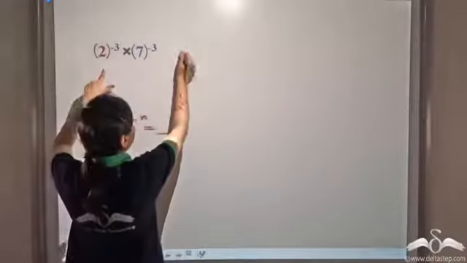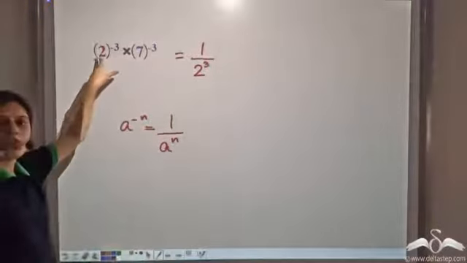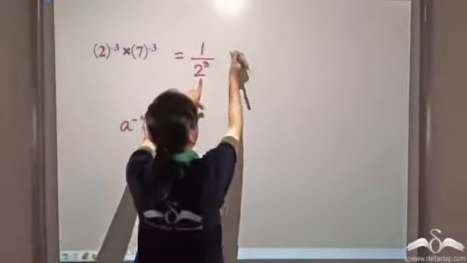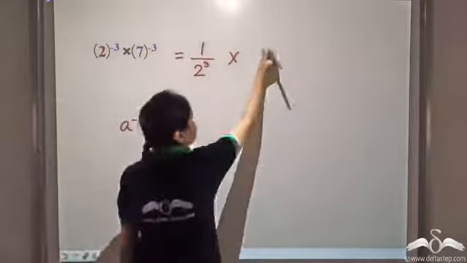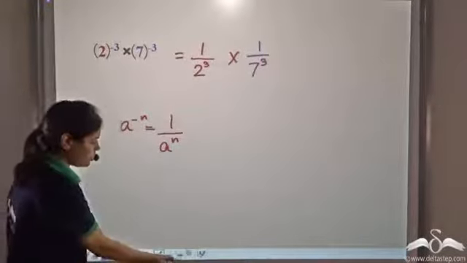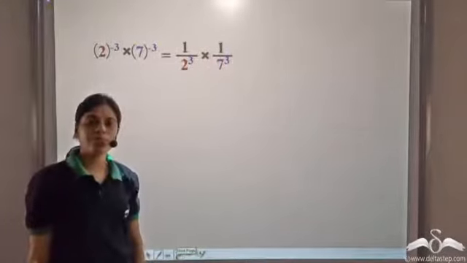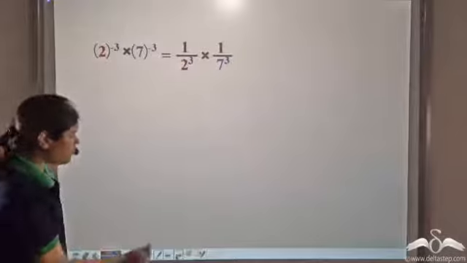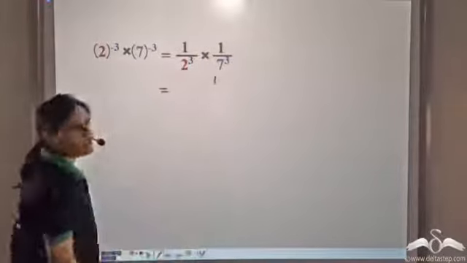So we write it as 1 divided by 2 to the power 3. Since we had 2 to the power negative 3, it can be written as 1 by 2 to the power 3 into 7 to the power negative 3 can be written as 1 divided by 7 to the power 3. So this is what we have: 1 by 2 to the power 3 into 1 by 7 to the power 3. Now we need to multiply these two fractions. So we can write it as 1 into 1 gives us 1 in the numerator.